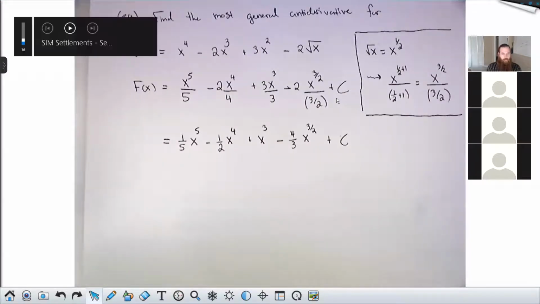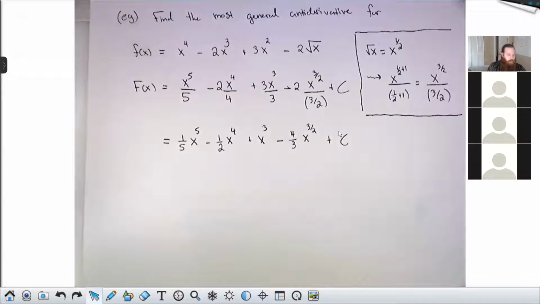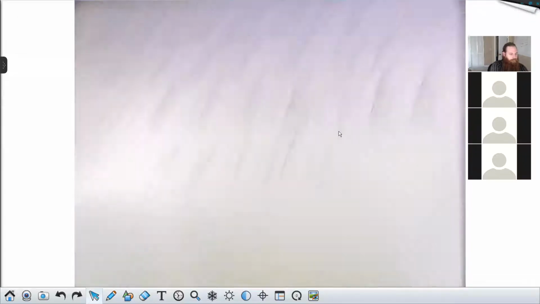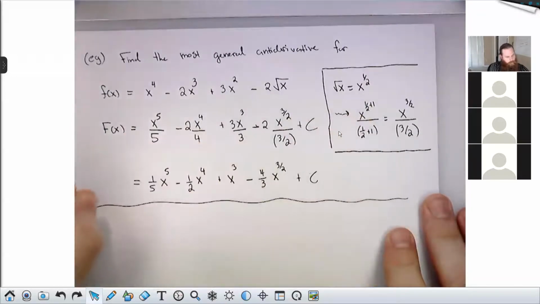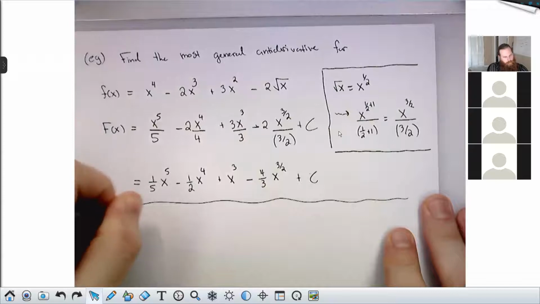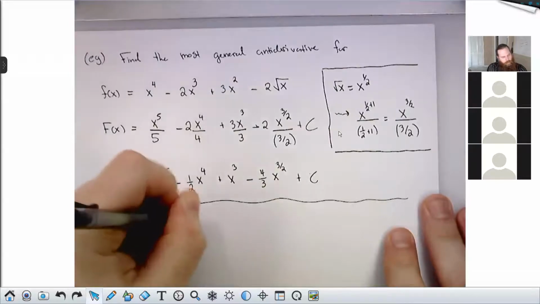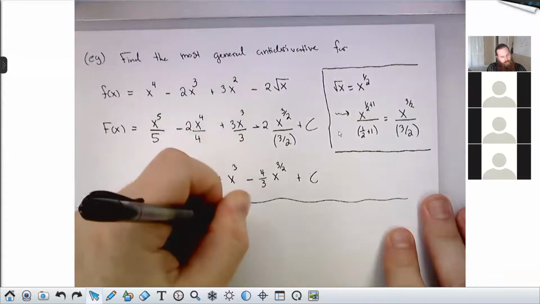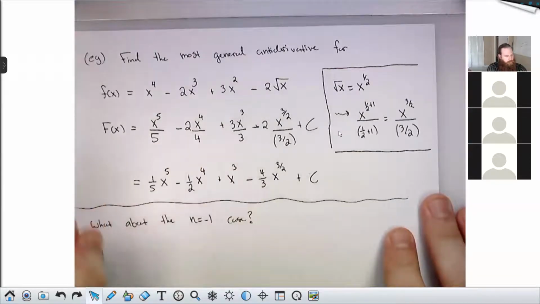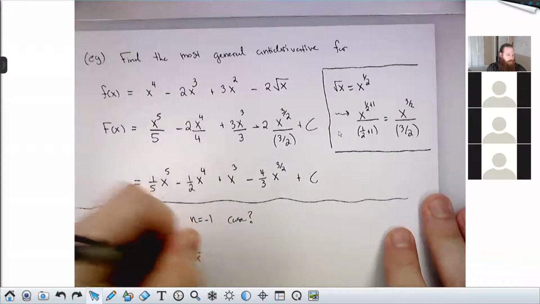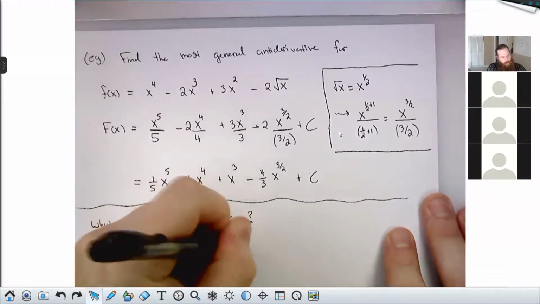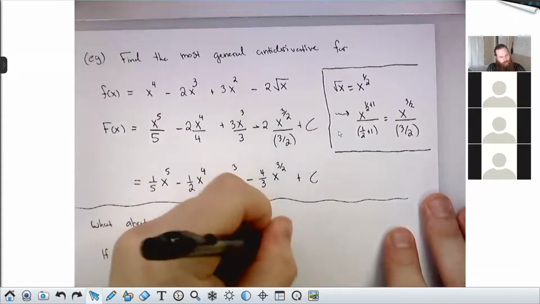Wouldn't -1 just be natural log? Ah, yeah, you beat me to it. That's exactly correct. So what about the n equals -1 case? Well, if f of x, little f, is x to the -1, that's the same as 1 over x. Who has this as a derivative?